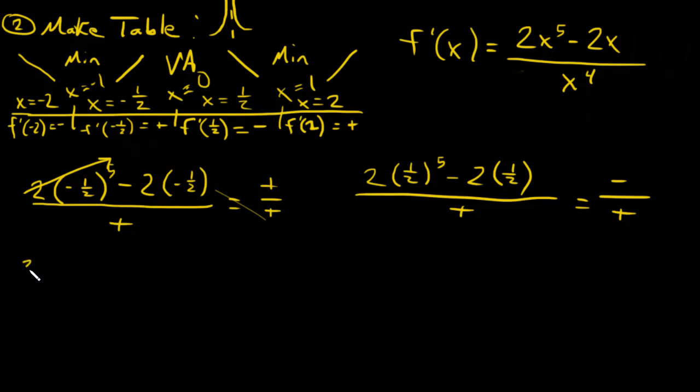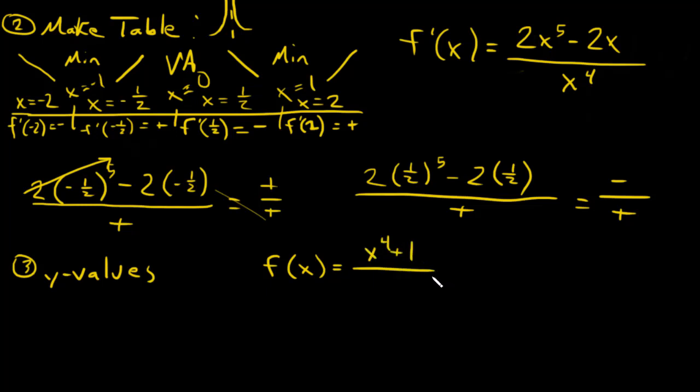So now all I have to do to be able to sketch this is to get the y values. So the y values are going to be located, well, all I need is this one and this one, because I know that one is a vertical asymptote. So I need my original function, so f of x was equal to x to the 4th plus 1 over x squared. So for f of negative 1, I'm going to get 1 plus 1 is 2 over 1, which is going to be positive 2. So positive 2, which means that point is at negative 1, 2.